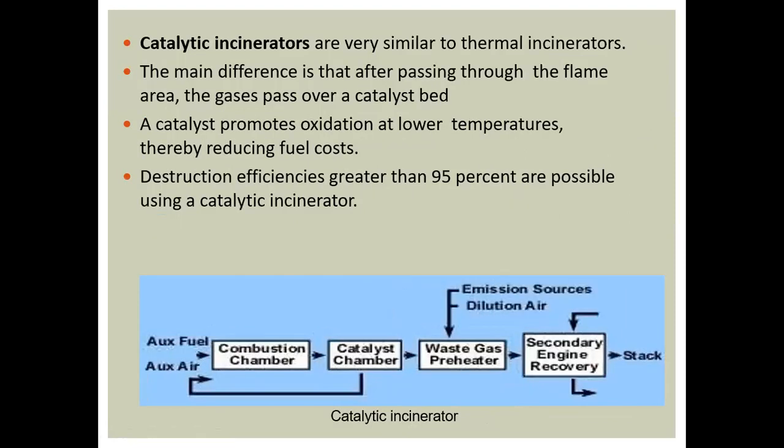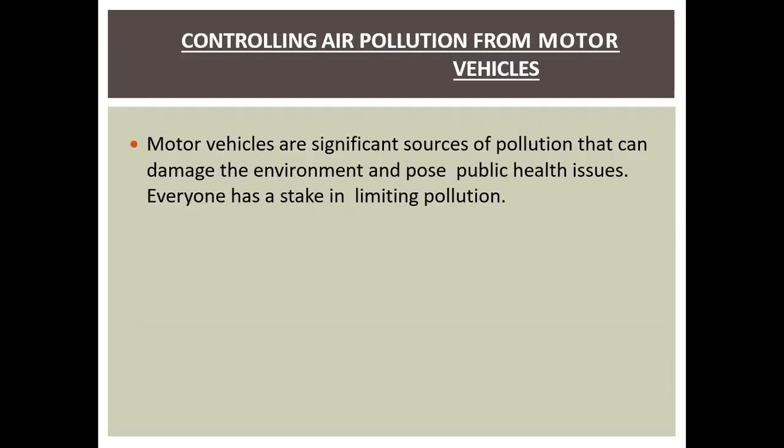The next is the catalytic incinerator. These are very similar to thermal incinerators, right? The main difference between these two processes is that after passing through the flame area, the gases pass over a catalytic bed. The catalyst promotes oxidation at lower temperatures, thereby reducing the fuel cost. Destruction efficiency greater than 95% is possible using catalytic incinerators.